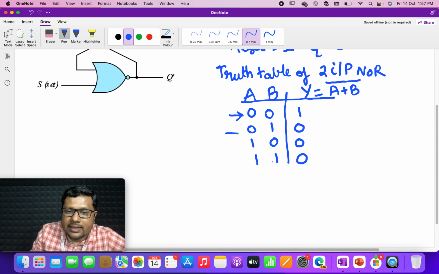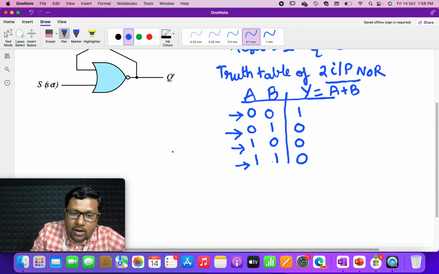In the second case one of the inputs is high, B is high, so the output is 0. In the third case one of the inputs is high, here A is high, so the output is 0. In the last case both inputs are high. The statement I made is if at least one of the inputs is high, the output is low. So here both the inputs are high, so the output is low.